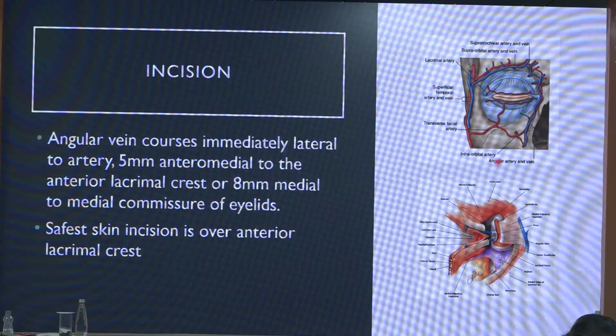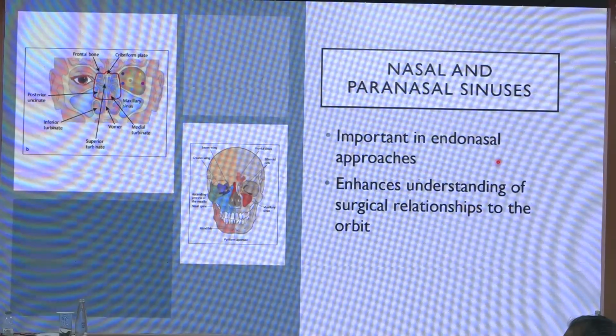Now, where do we give the incision? We have to remember a very important structure, the angular vein. It lies at a distance of 5 to 7 millimeter from the medial canthus. So either you go too medially, that is at 3 to 4 mm, or you go too laterally, that is at maybe 8 to 10 millimeter. But the best site for giving the incision is over your anterior lacrimal crest.